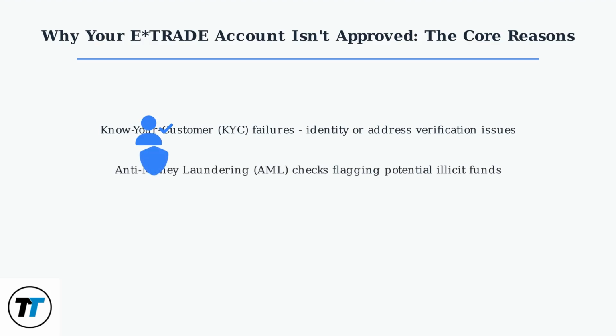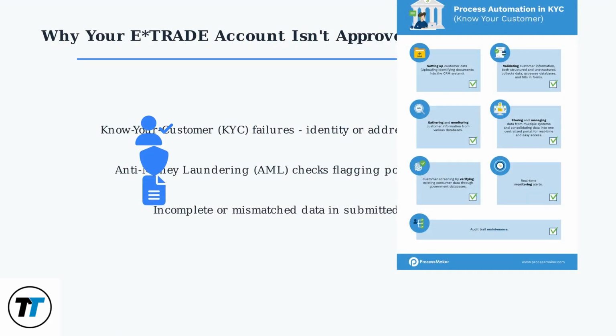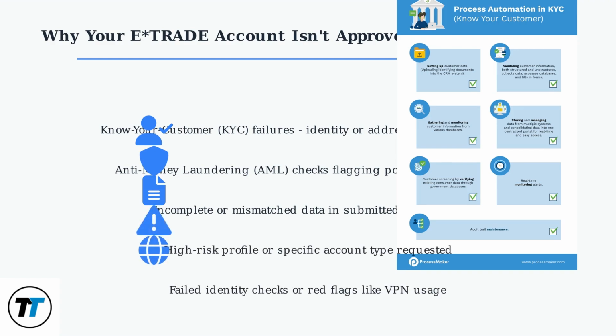Incomplete data, mismatched information, or issues with submitted documents are also common culprits. A high-risk profile or the type of account requested can impact approval. Finally, failed identity checks or red flags like frequent IP changes can prevent approval.